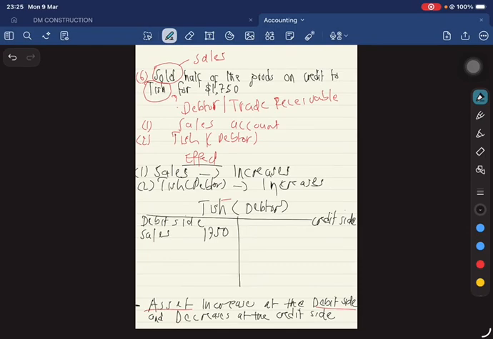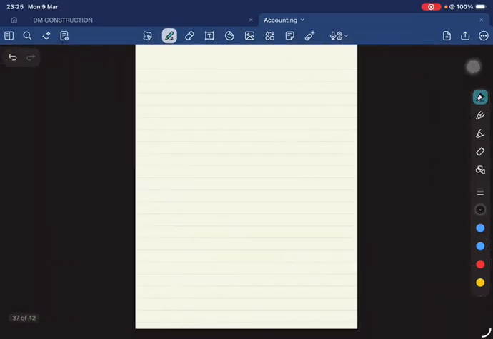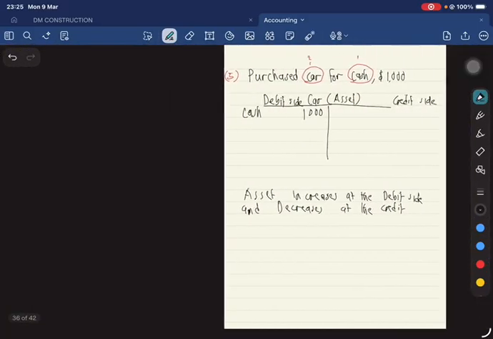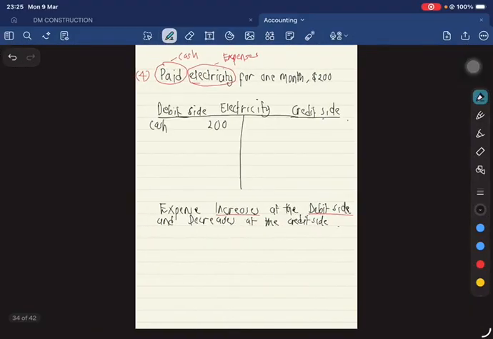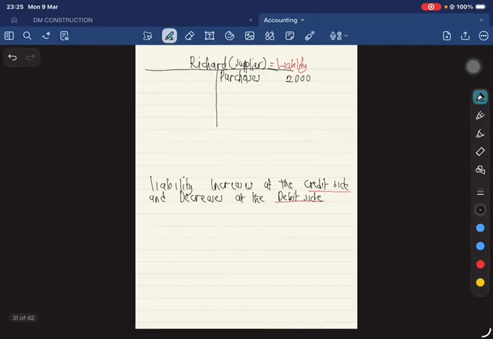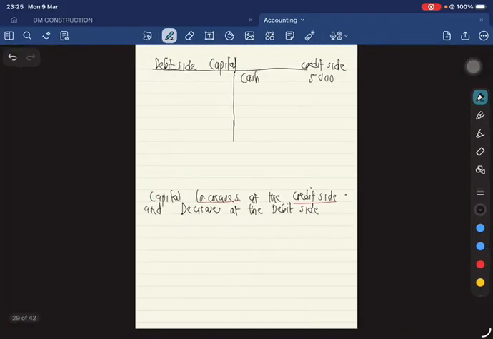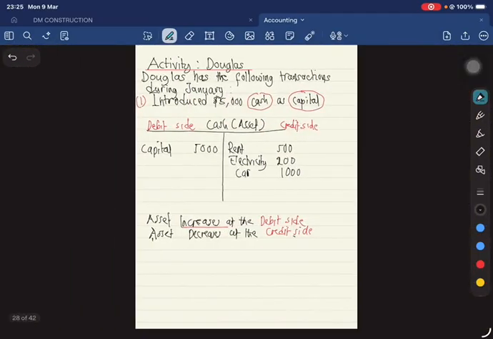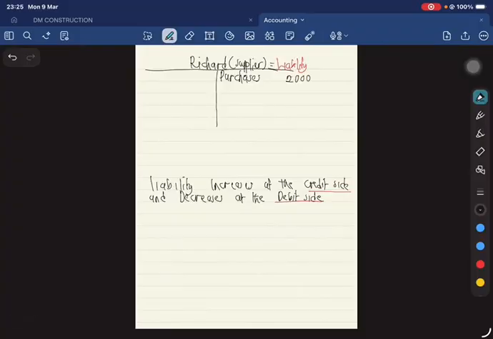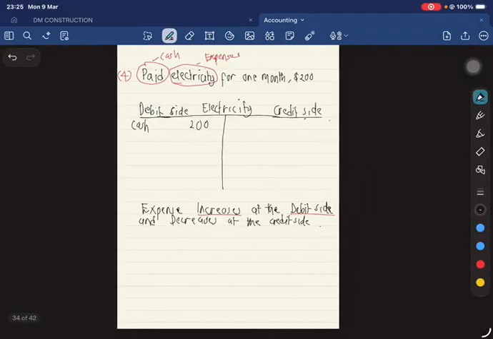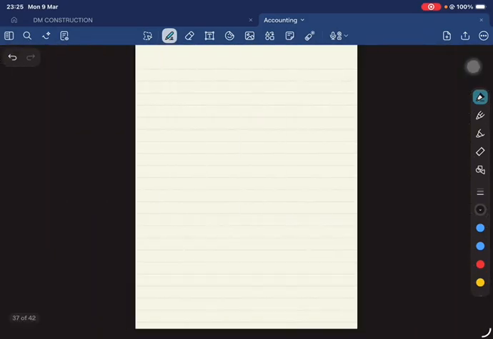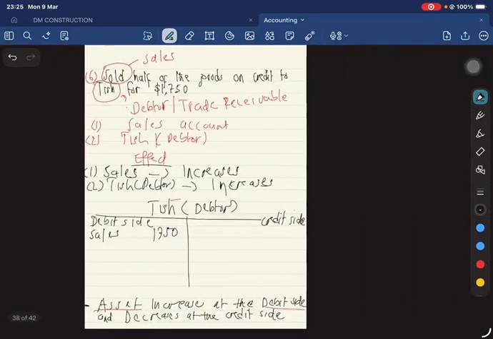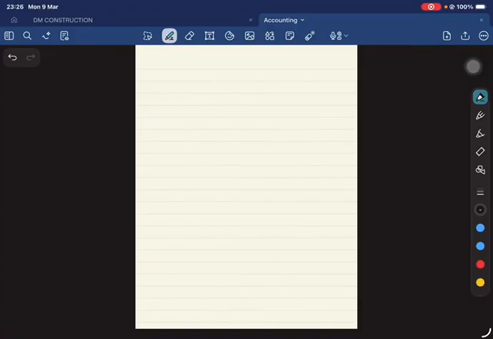Now let's open a T account for sales as well. Let me see if we do have a sales account somewhere. Okay, we don't have a sales account, so let's open a sales account.